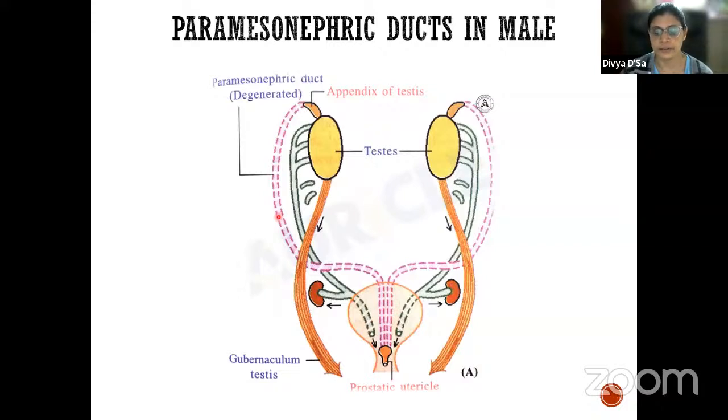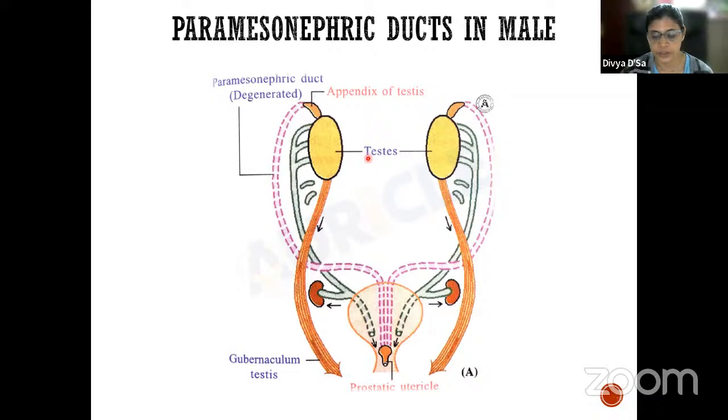Paramesonephric duct. Okay. There is also the appendix of the epididymis. That is a part of the mesonephric duct, which we see. Clear with this? So these are the structures.